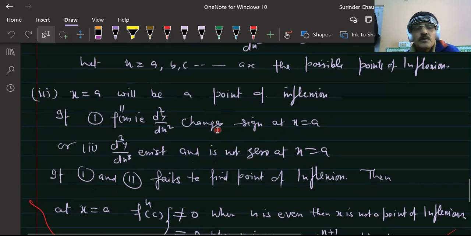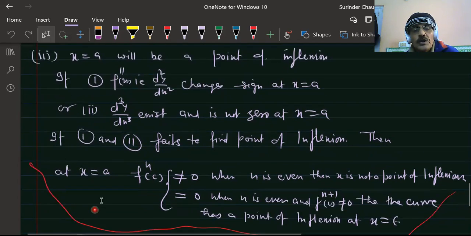For the points where the second derivative is 0 or does not exist, check whether the third derivative exists and is not equal to 0 at x equal to A. If the first condition fails, and the second derivative is 0 and the third derivative exists and is not equal to 0, that point is called a point of reflection. If the first and second fail to find the point of reflection, then at x equal to A, find the higher order derivatives: third, fourth, fifth, and so on.